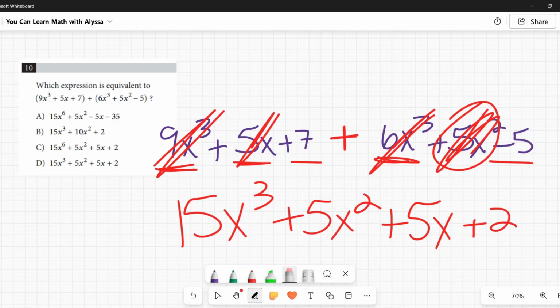And now I just have to look over here on the left and see what matches it. We already said that A has an x to the 6th, so that one's out. I don't have to go any further. So does C. And then B is 15x cubed plus 10x squared plus 2. Nope, that is counting on someone having misread the 5x and the 5x squared and thinking they were the same, that they were like terms, but they are not. There's our answer. D, 15x cubed plus 5x squared plus 5x plus 2.